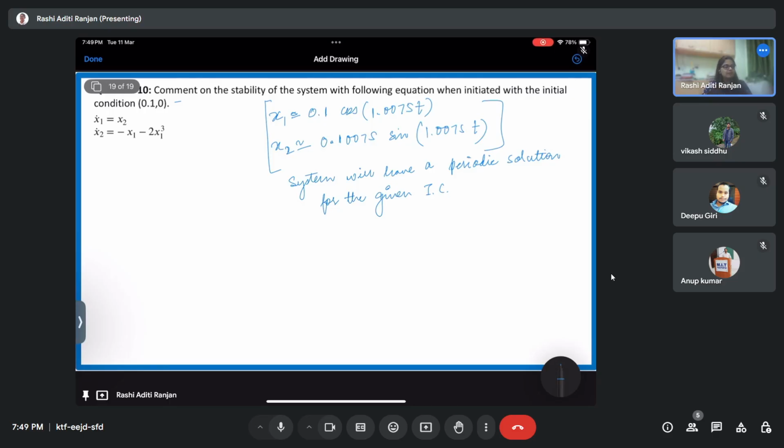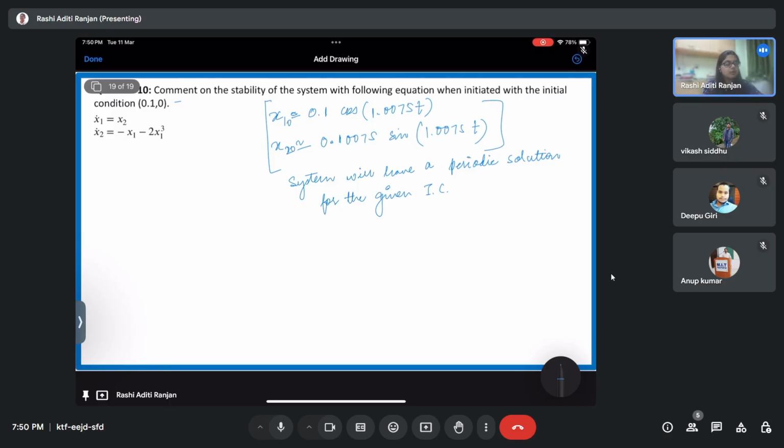Initially, we were using the Jacobian to perturb my system from the equilibrium point. Now I will use the Taylor series expansion to perturb my system about the periodic orbit. I know x1 and x2; let us call them x10, x20. These are my solution. Now I have to perturb it.